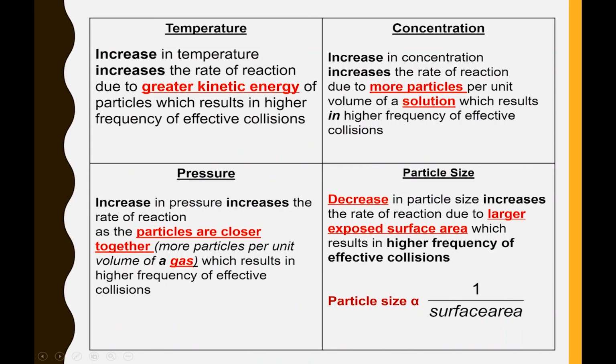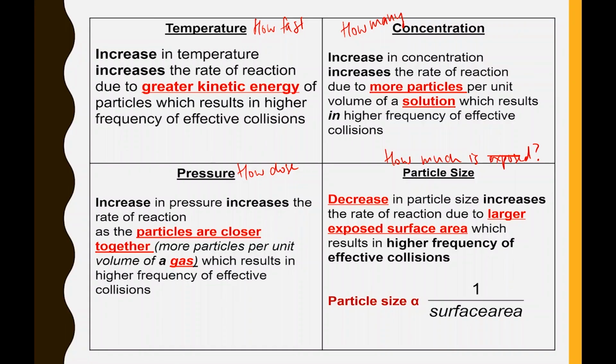So in summary, there are 4 factors: temperature, concentration, pressure, and particle size. For temperature, we're looking at how fast. Concentration, we're looking at how many. Pressure, we're looking at how close. And particle size, we're looking at how much is exposed.